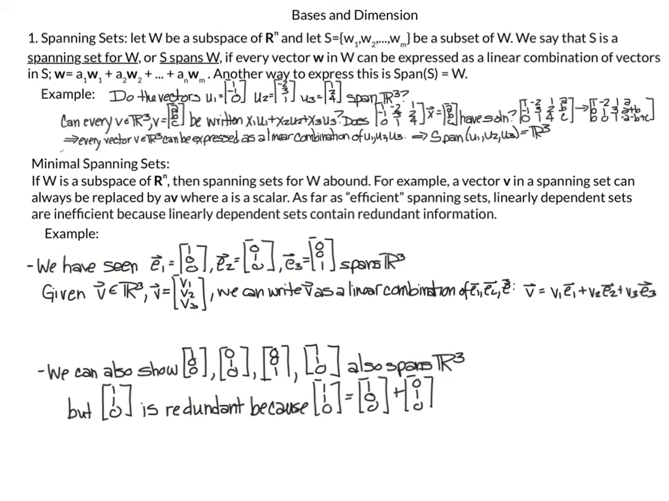For example, we know that E1, E2, E3, the standard basis for R3, spans R3, because for any vector V, where V is given by V1, V2, V3, we can write V as a linear combination of E1, E2, and E3 by writing it as V1 times E1 plus V2 times E2 plus V3 times E3. But we can also show that the vectors E1, E2, E3, in addition to 1, 1, 0, also span R3.